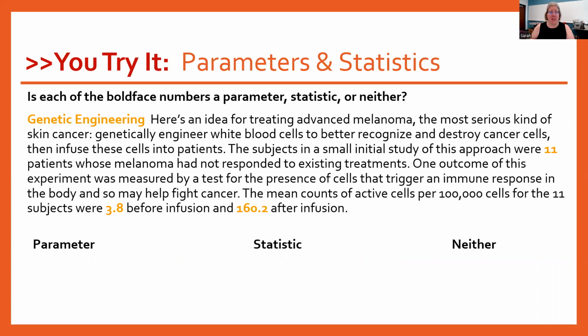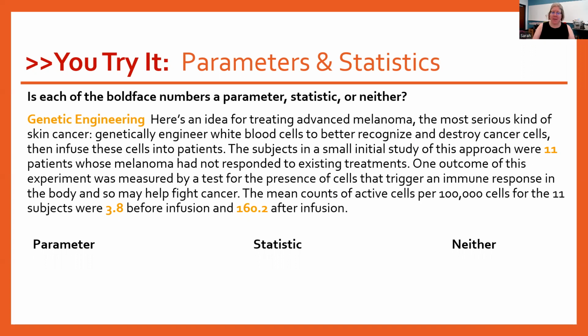One outcome of this experiment was measured by a test for the presence of cells that trigger an immune response in the body and so may help fight cancer. The mean counts of active cells per 100,000 for the 11 people that were in the study were 3.8 before infusion and 160.2 after infusion. So you have three numbers to look at here.